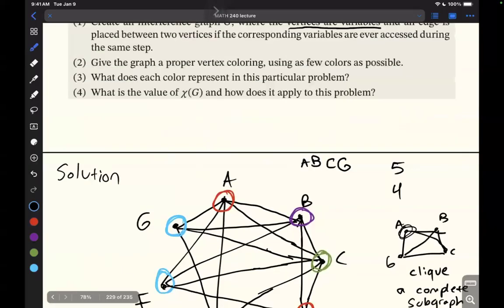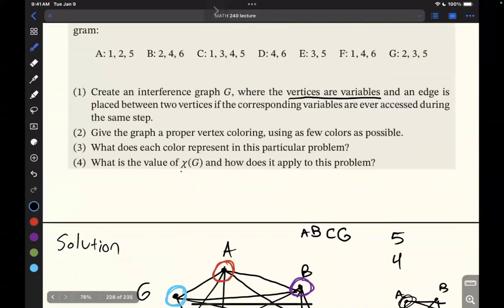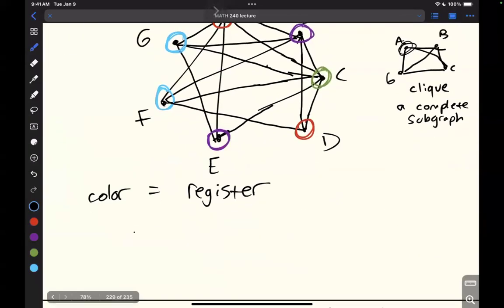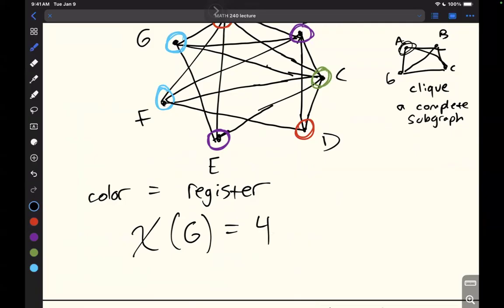Register, and then what is the value of the chromatic number of G? How does it apply to this problem? Because of this notion of the clique, this 4-clique, we say that the chromatic number of G is at least 4, and we have found that there is a 4-coloring. Therefore, the chromatic number is 4.